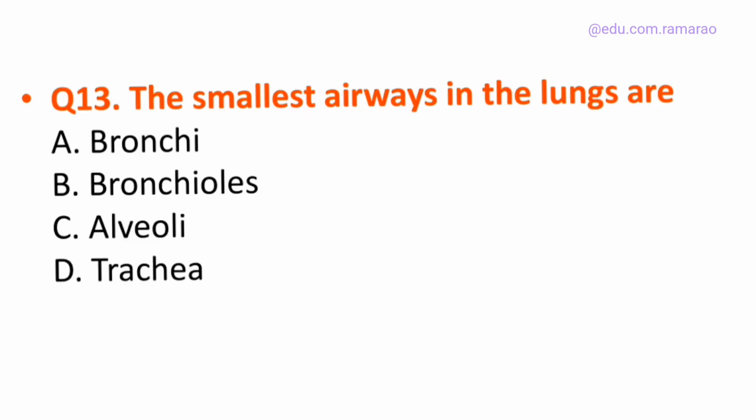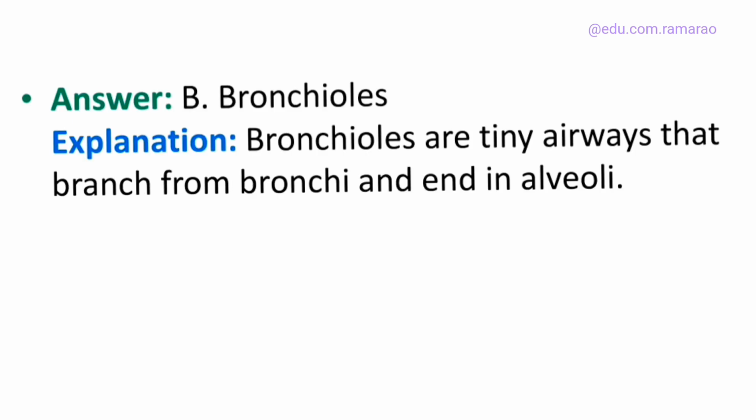The smallest airways in the lungs are option A bronchi, option B bronchioles, option C alveoli, option D trachea. The correct answer is option B bronchioles. Bronchioles are tiny airways that branch from bronchi and end in alveoli.